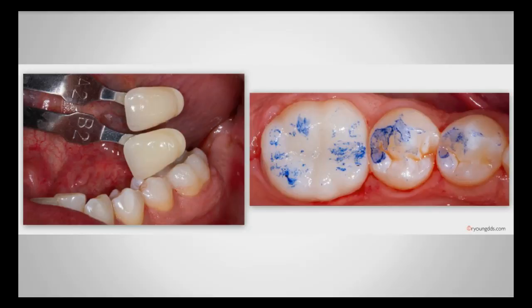The patient goes home, and this was on Tuesday afternoon. Occlusion is dead on with that temporary system. We didn't touch a thing.